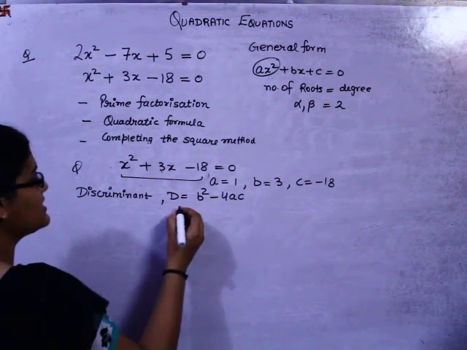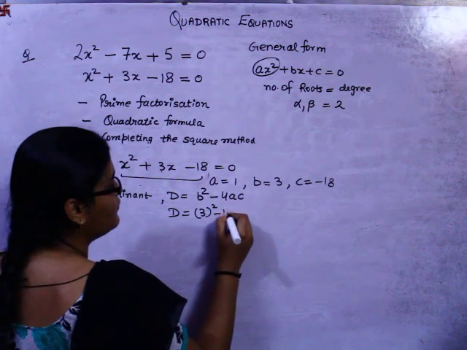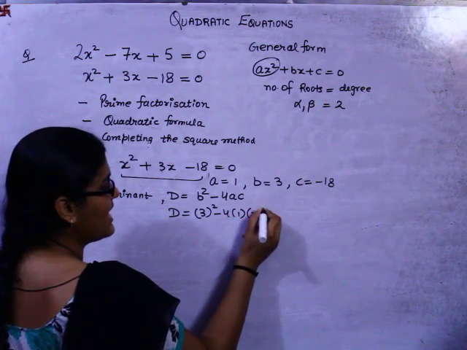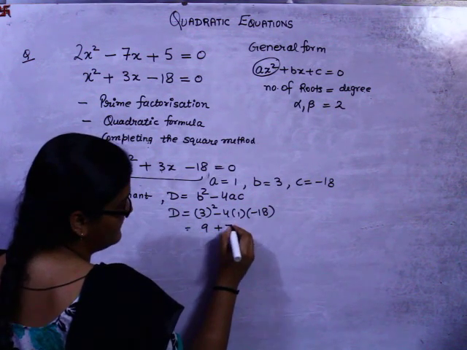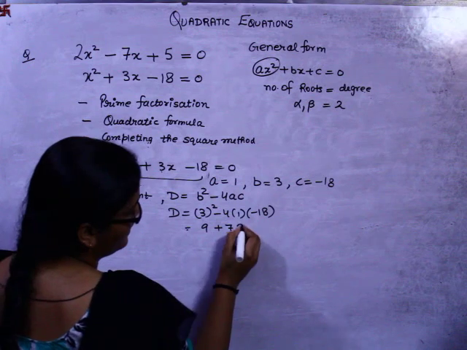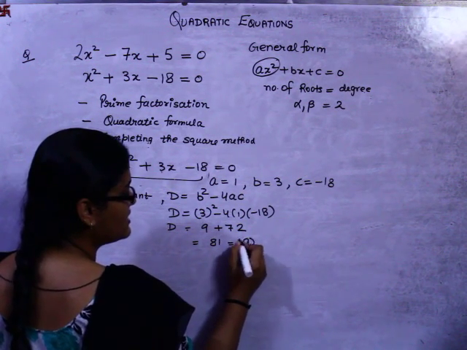Just substitute these into the formula of D. B, which is 3 square, minus 4, A, which is 1, C, minus 18. What do you get? 3 square is 9, 18 4s are 72. So what do you get? 81, which is 9 square.